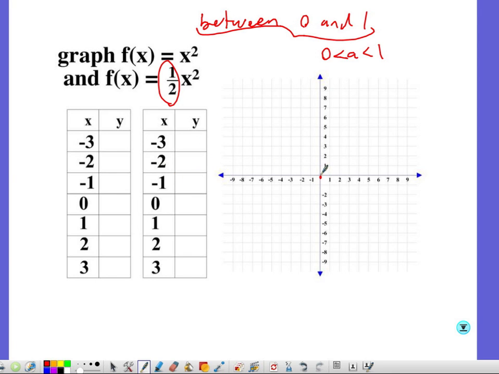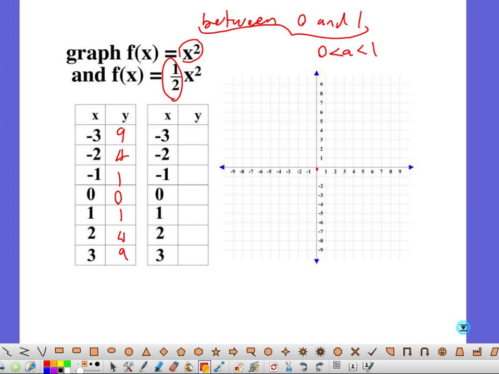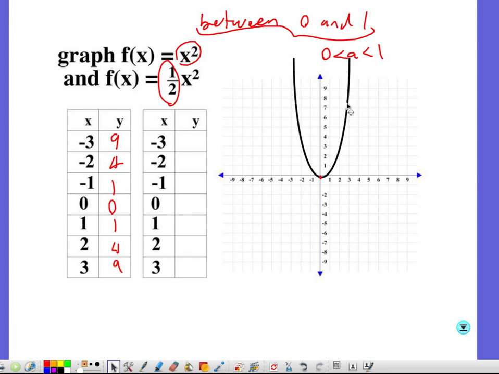Okay, so again, we have our original function x squared, where this is 9, 4, 1, 0, 1, 4, 9, and the function is basically the parabola, which is somewhere around there. It's not perfect, but you get the basic idea. This is the function x squared. Now, what happens when I have a fraction in front of it? Basically a decimal, or a fraction, or a number between 0 and 1.